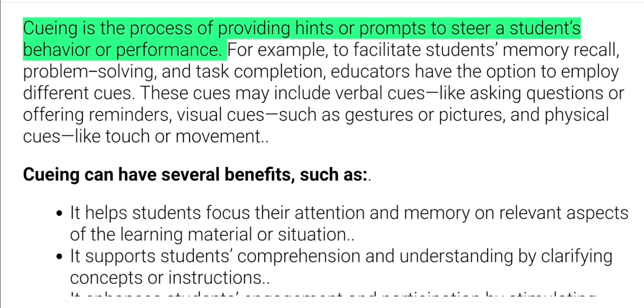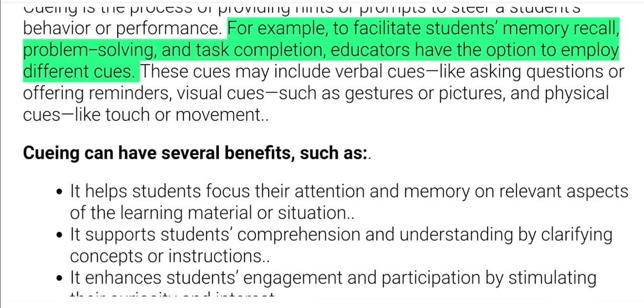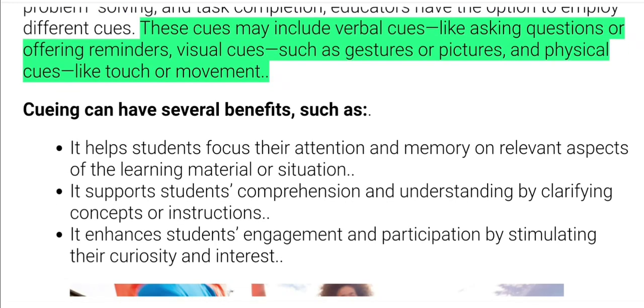Cueing. Cueing is the process of providing hints or prompts to steer a student's behavior or performance. For example, to facilitate students' memory recall, problem solving, and task completion, educators have the option to employ different cues. These cues may include verbal cues, like asking questions or offering reminders, visual cues, such as gestures or pictures, and physical cues, like touch or movement.